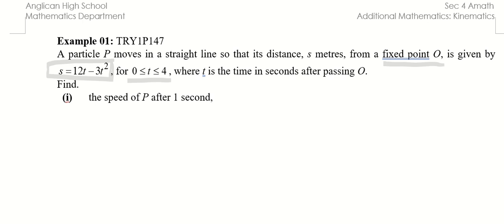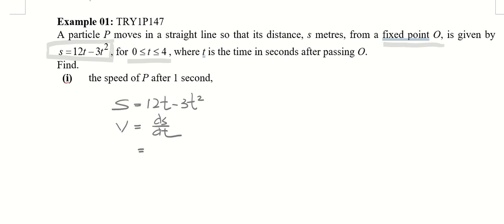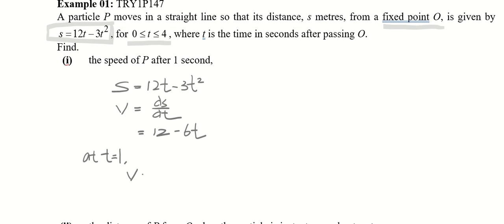So how do I get the speed of P? From only one formula, which is the displacement, given as 12t minus 3t squared, what we can do is get our velocity. My v will be ds over dt, right? The rate of change of displacement. So when you differentiate, you get 12 minus 6t. Now, P after 1 second is as good as saying P at 1 second. So at t equals 1, what is your v? Your v equals 12 minus 6(1). So the answer is 6.